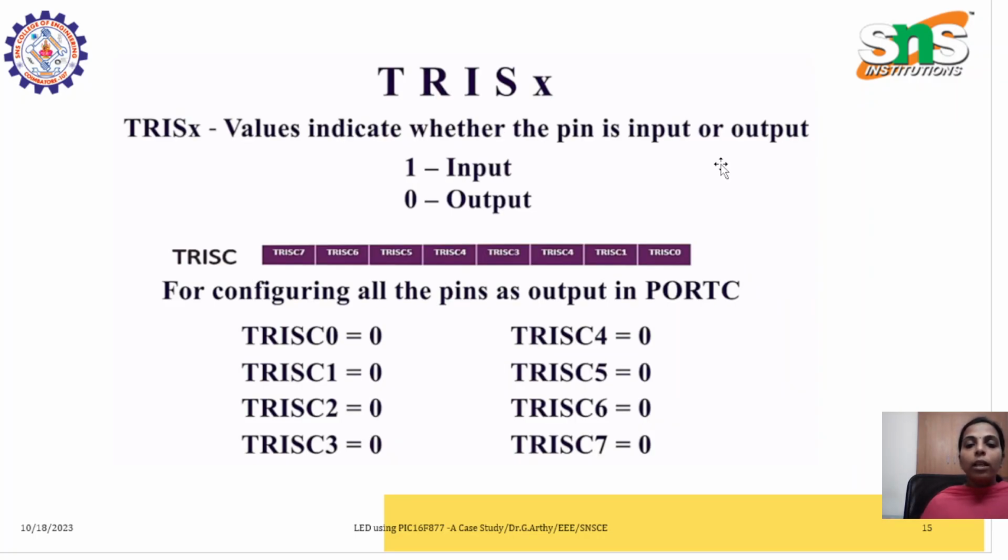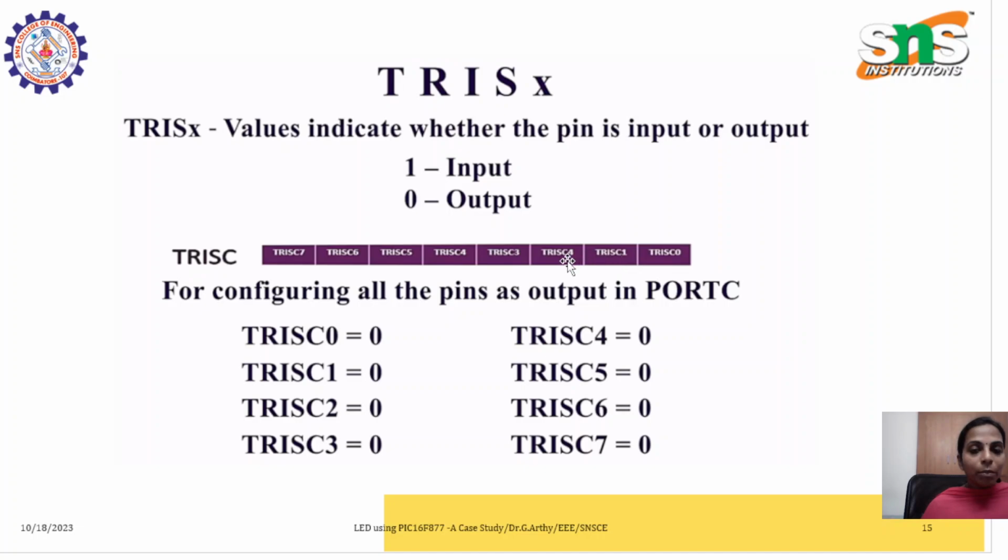So in the previous case, we discussed 1 bit. Suppose I want to access all the pins of port C as output pins, then all these 8 bits have to be made 0. So when I am mentioning it in the program, I have to mention TRIS C port, 0th bit is 0. It means that this pin will be acting as an output pin.